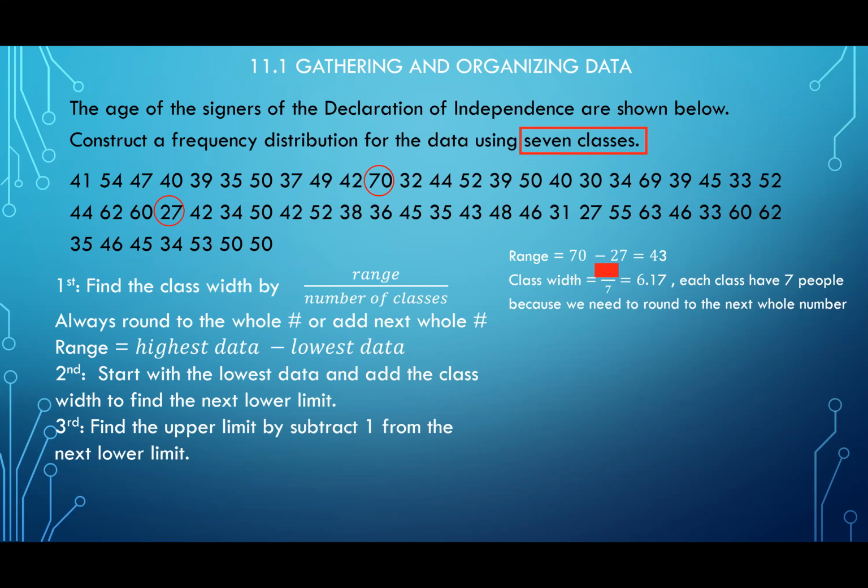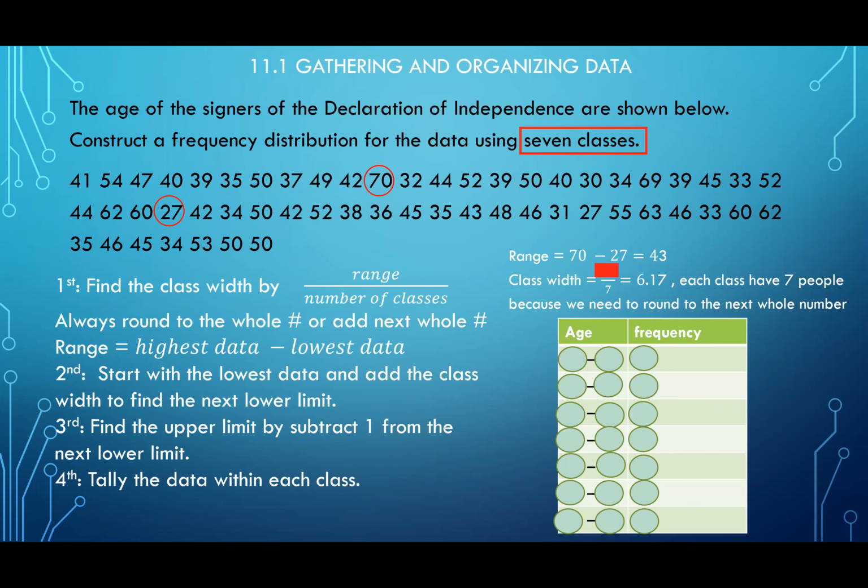And the upper limit will be 1 less. So if it's 35, the upper limit will be 34. So let's take a look at this thing here. And after that, you just tally them up. So we know that the class width is this. The class width is 7.